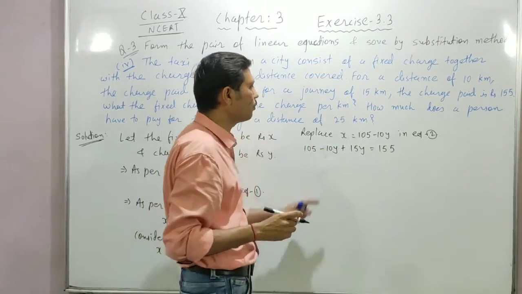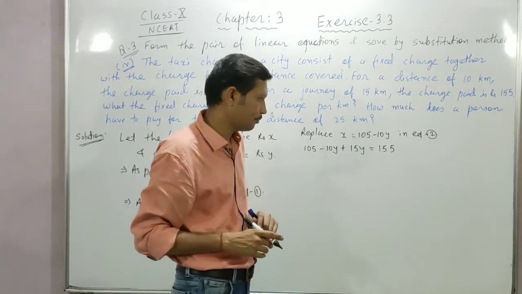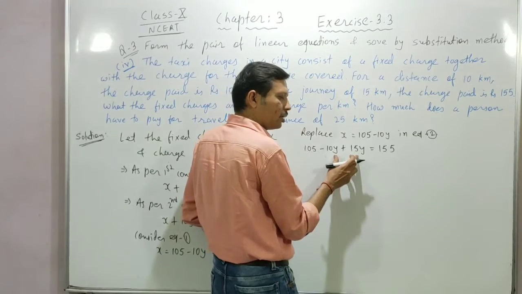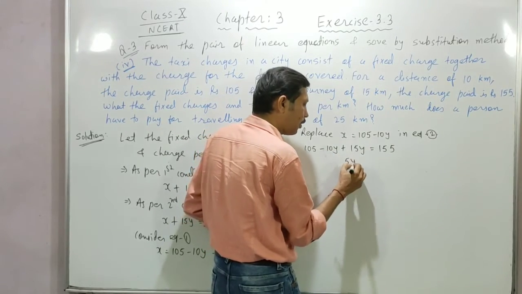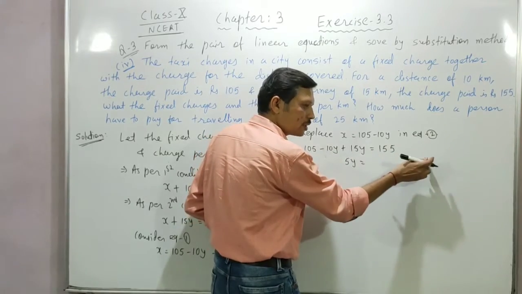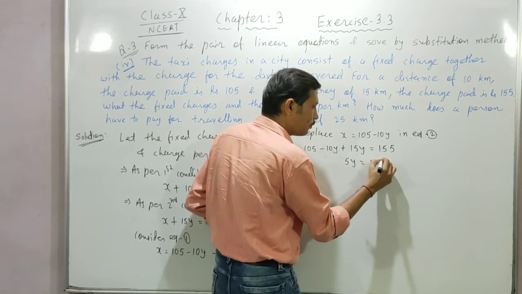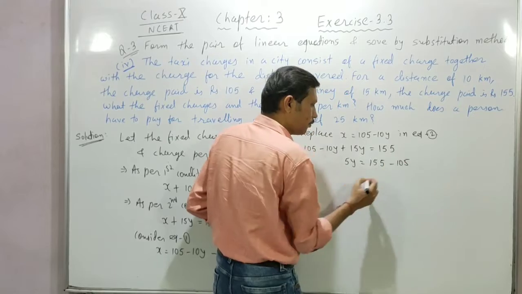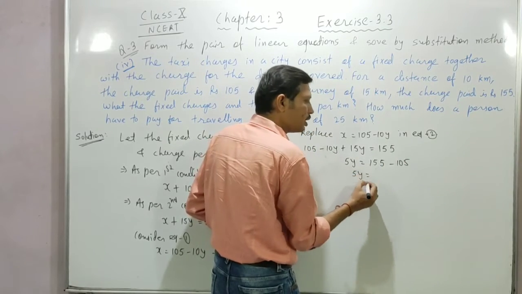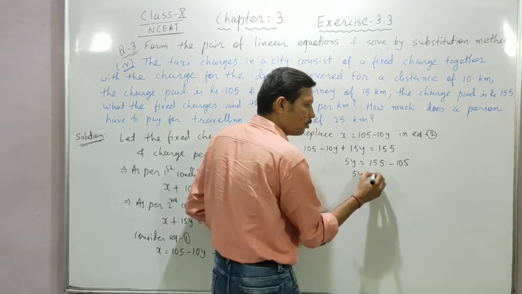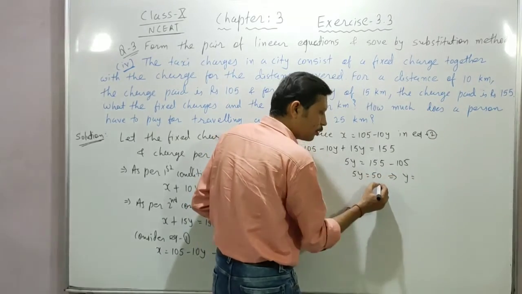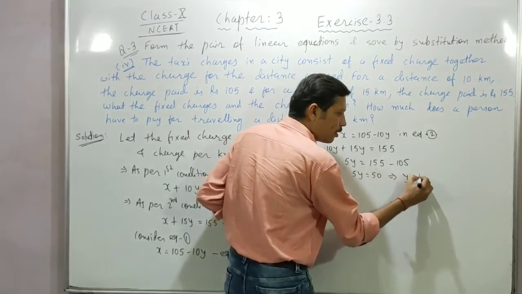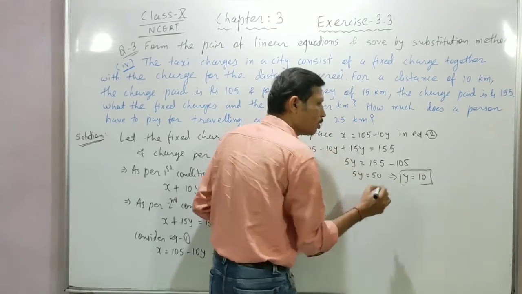So in the place of x we replaced here y. Now these two are the like terms. So from the 15y, when I subtract the 10y, it will be 5y, and 105 we will shift to the right side. So 155 minus 105. So 5y is equal to, this subtraction will be what? It's a 50. So y will be what? 5 goes to the denominator. So 50 divided by 5, it will be 10.